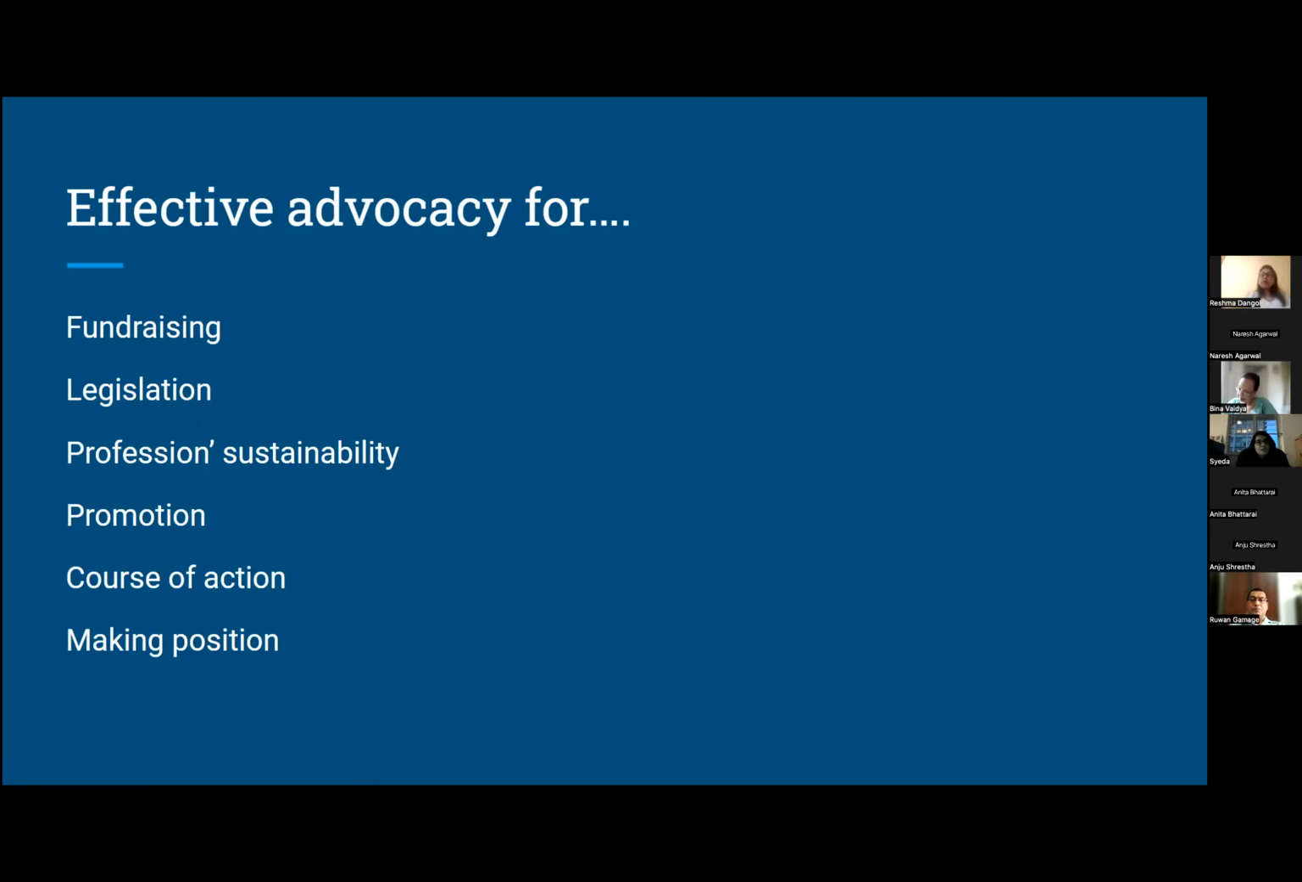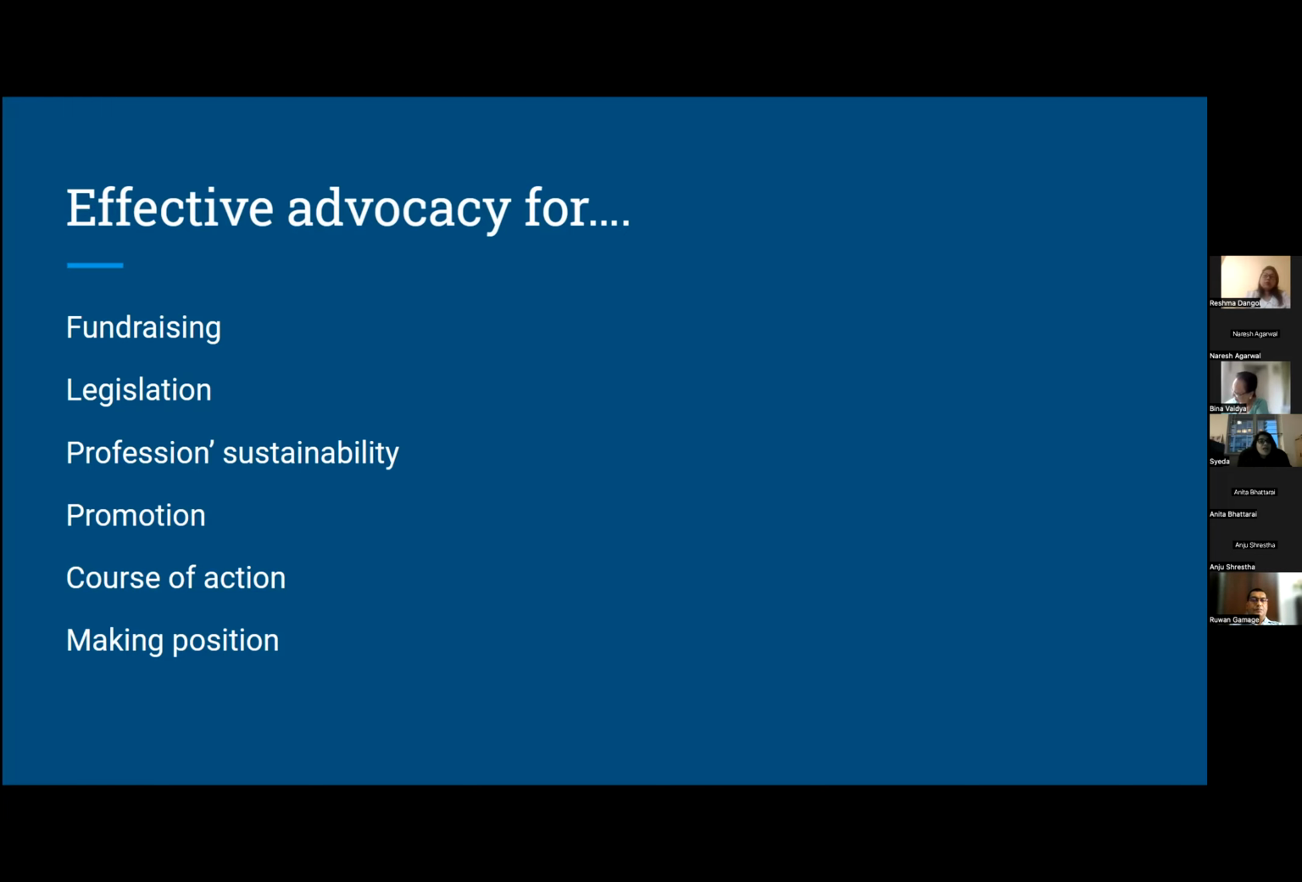We can make and develop an effective advocacy strategy for our fundraising. If we want legislation for public libraries, and any kind of legislation for libraries and librarianship, you can use advocacy and social media tools for this.